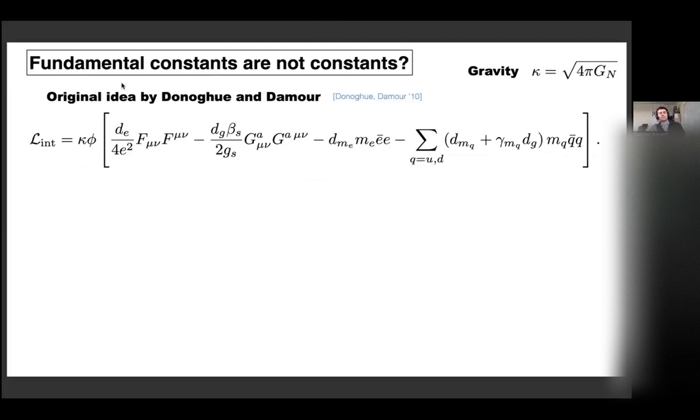So now, with a slightly strange title for this slide, how might you detect the presence of such a dark matter candidate, a scalar dark matter candidate? Some of the original ideas come from Donoghue and Damour, who in 2010 wrote down this type of Lagrangian from an EFT perspective, where essentially you have these D couplings, which stands for dilaton. It's mostly historical reasons why this is called dilaton couplings. This is coupled to gravity, and this is the dark matter candidate.